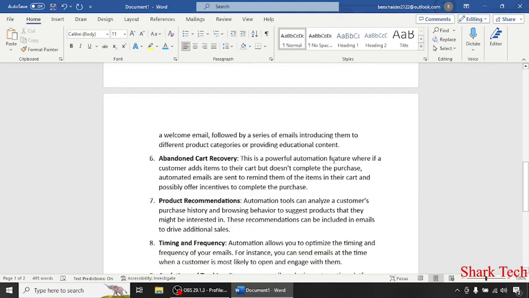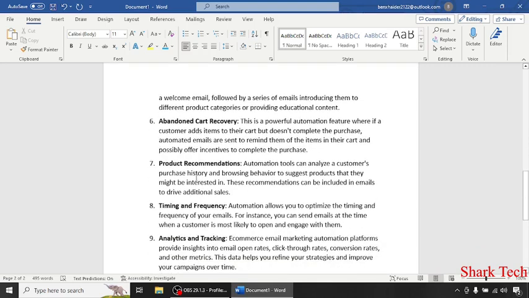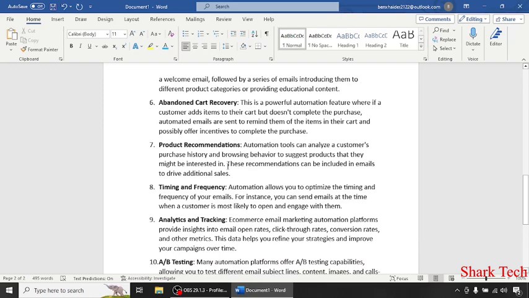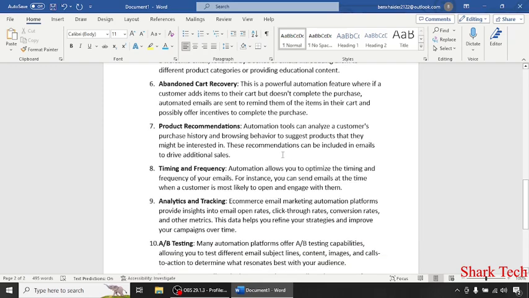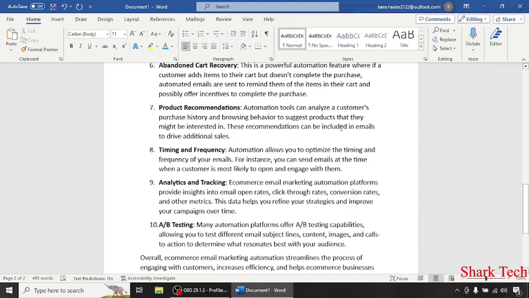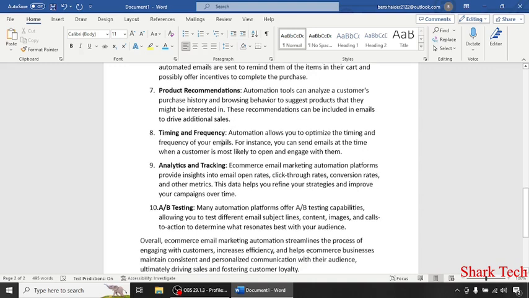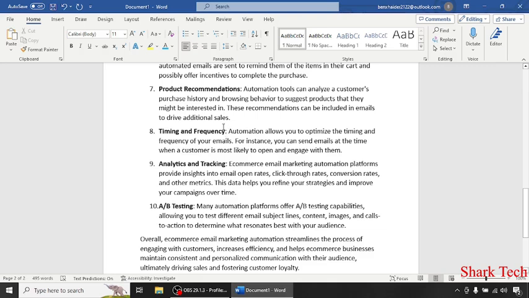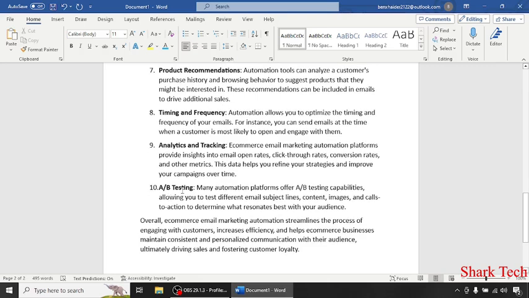This is a powerful automation feature where if a customer adds items to their cart but doesn't complete the purchase, automated emails are sent to remind them of the items in their cart. Product recommendations. Automation tools can analyze the customer's purchase history and browsing behavior to suggest products that they might be interested in. Then comes timing and frequency, which is very important, analytics and tracking, and then A/B testing, which is very important.